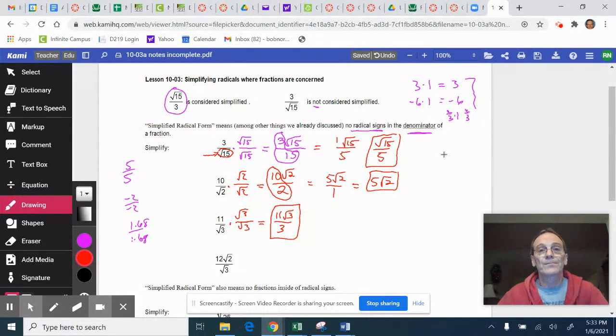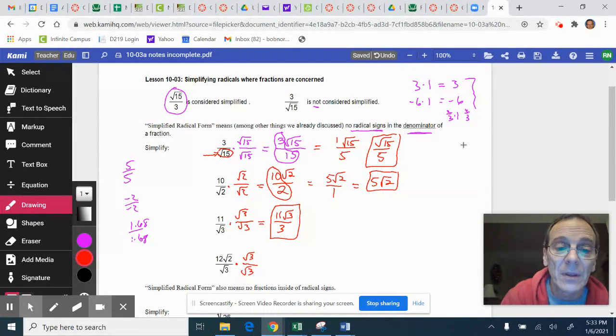So that's that. And then the last example here, we're going to multiply by a fraction. Now there are two radical signs in here. There's one in the numerator and one in the denominator. What are we going to put in the fraction? It's the denominator. The denominator's what we're concerned about. We want to get rid of that radical sign. So we're going to multiply by radical 3 over radical 3.